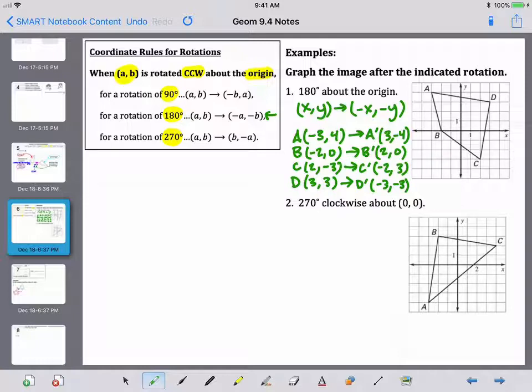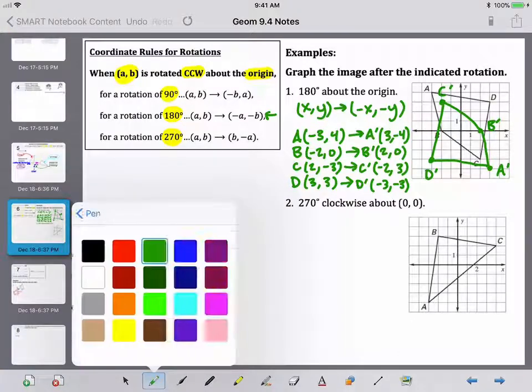Now let's plot those just to see what's going on here. So your image of A is right 3 down 4. There's A prime. B prime is over 2 up 0. C prime is left 2 up 3. And D prime is left 3 down 3. And if you go ahead and connect those, you should notice that the figure has not changed size or shape. It's just in a different orientation.